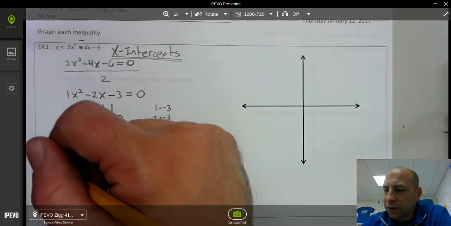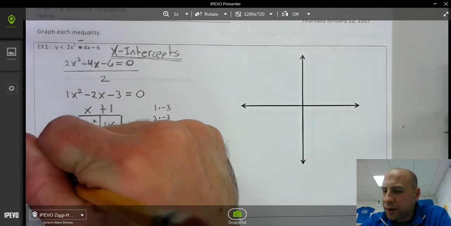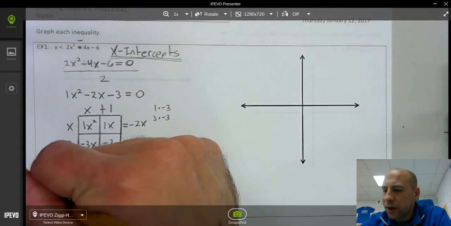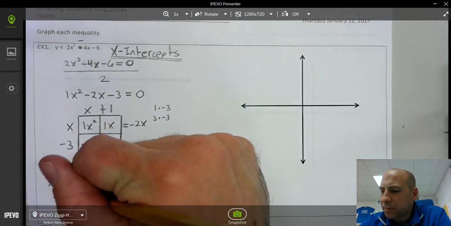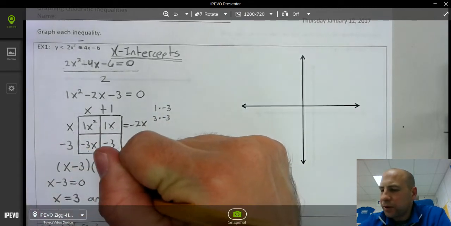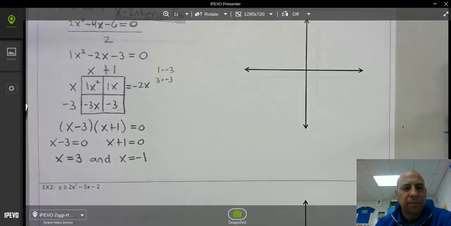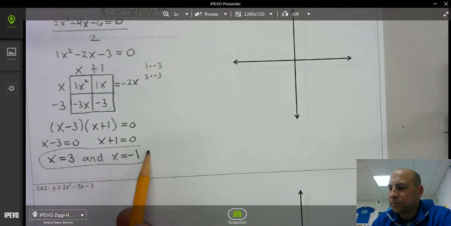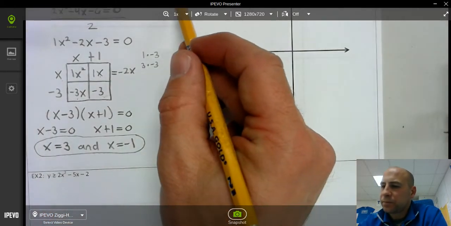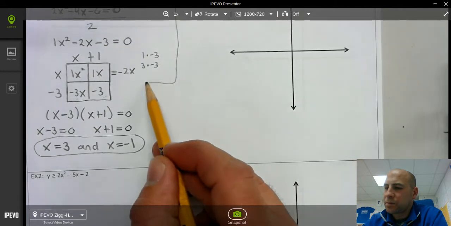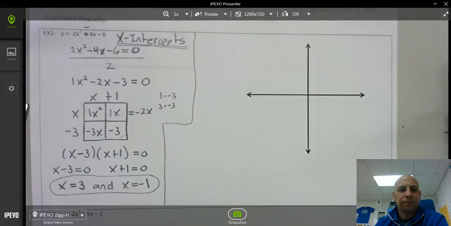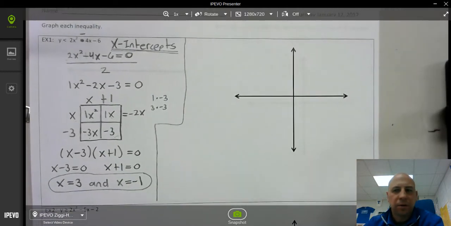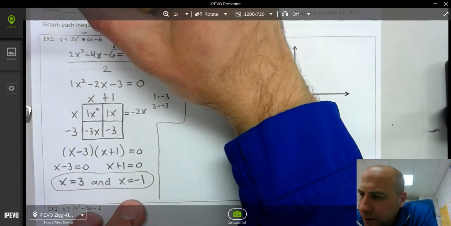Okay. So set those equal to 0. So x minus 3 equal to 0. X plus 1 equal to 0. So x equals 3. And x equals negative 1 are your X-intercepts. All right. Let me rewrite that.